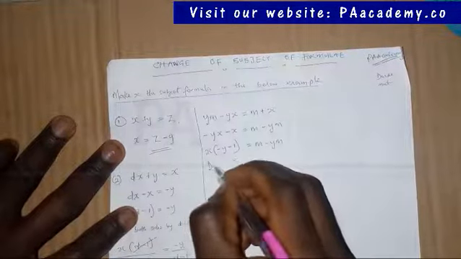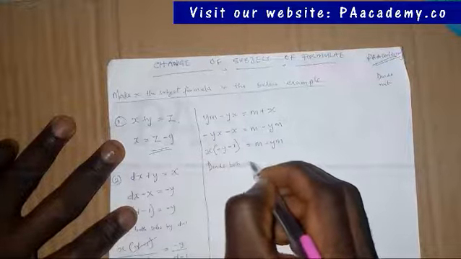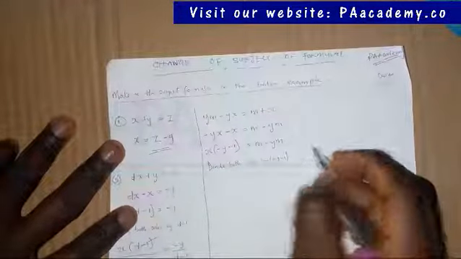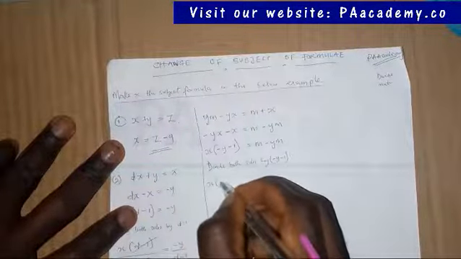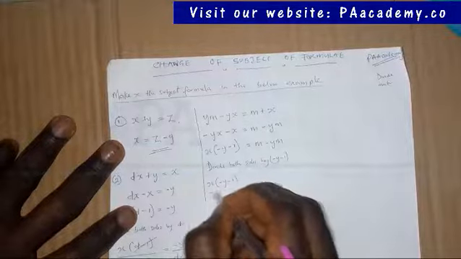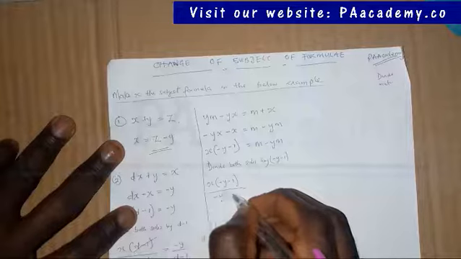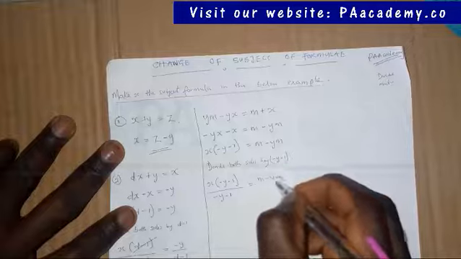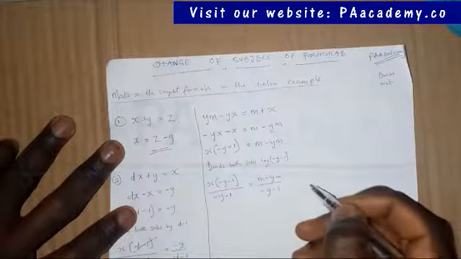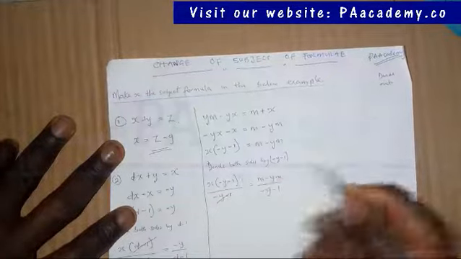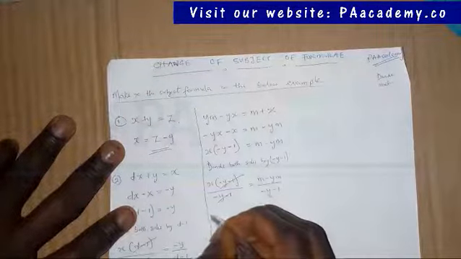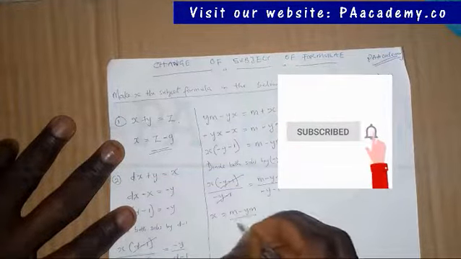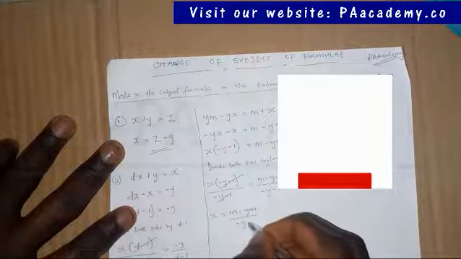So what we do is we divide both sides by what? Minus y minus 1. Exactly. So we are going to be having x into brackets minus y minus 1 over minus y minus 1 equals to m minus ym divided by minus y minus 1. So this will cancel this. So now we are going to be having x equals to m minus ym divided by minus y and minus 1.